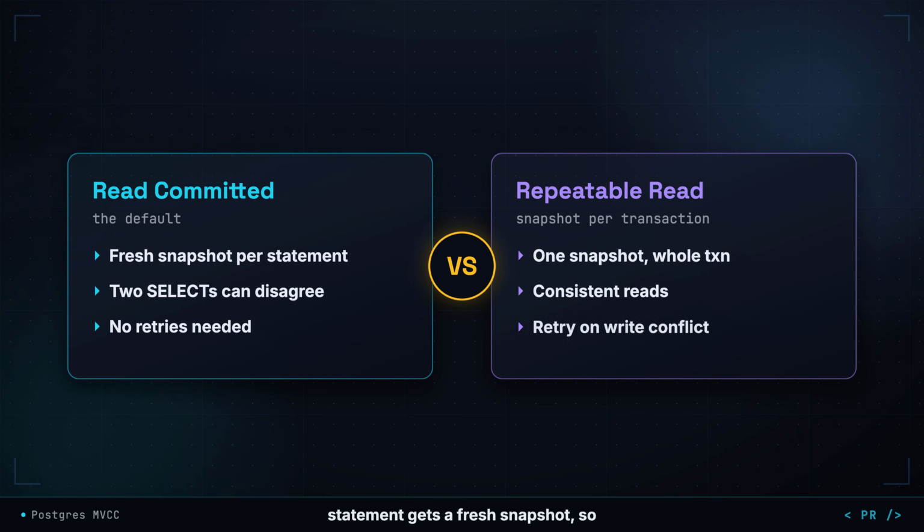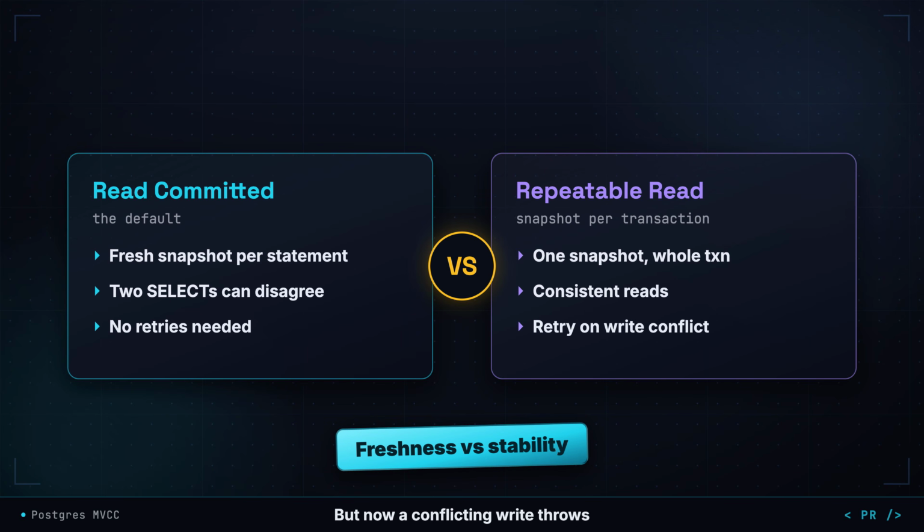Every statement gets a fresh snapshot, so two selects in the same transaction can genuinely hand you different rows if someone commits in between them. Turn the dial up to repeatable read, and that snapshot freezes for the whole transaction. You get consistency. But now a conflicting write throws an error, and retrying it becomes your problem.